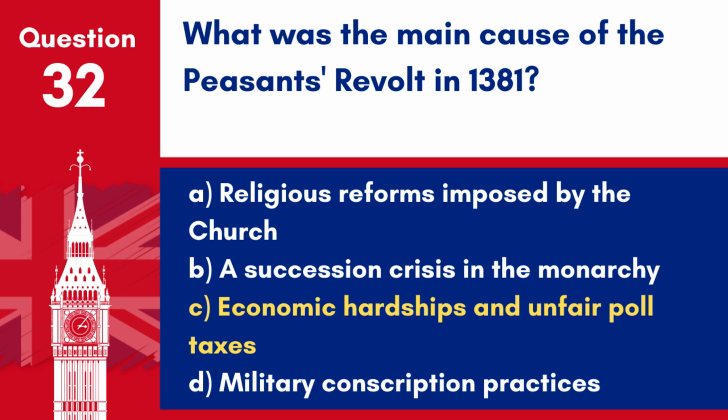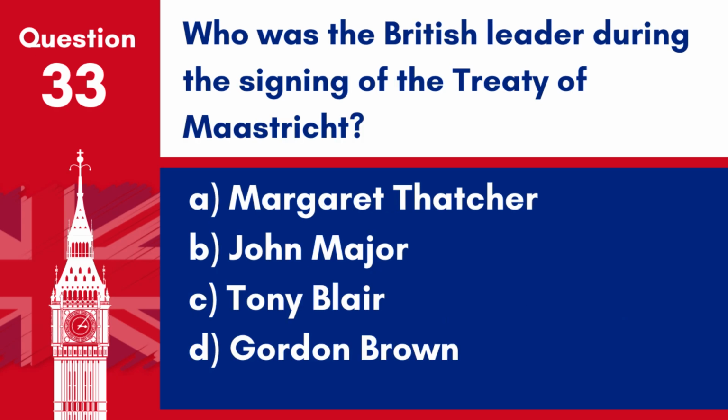The peasants' revolt was primarily caused by socio-economic strife, notably due to harsh poll taxes imposed on the lower classes, leading to widespread rebellion. Question 33. Who was the British leader during the signing of the Treaty of Maastricht? A. Margaret Thatcher. B. John Major. C. Tony Blair. D. Gordon Brown.